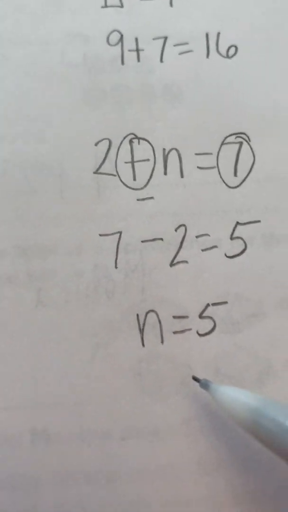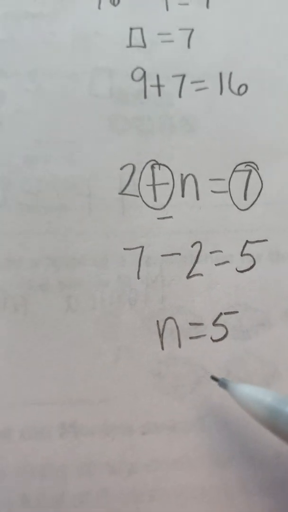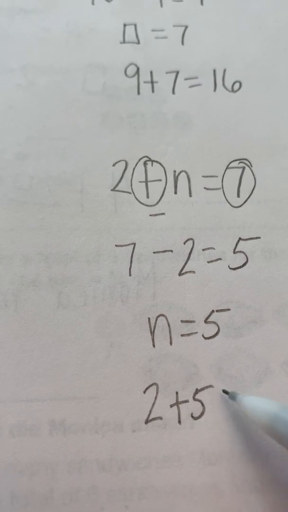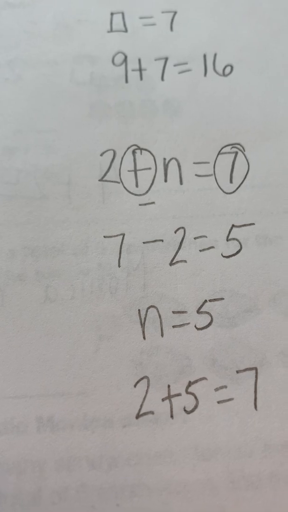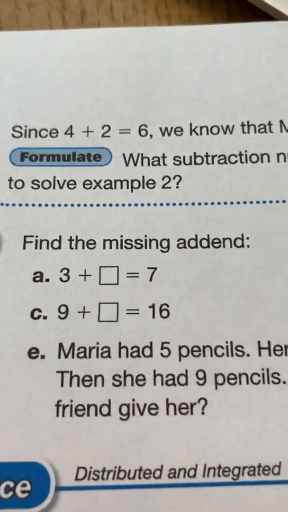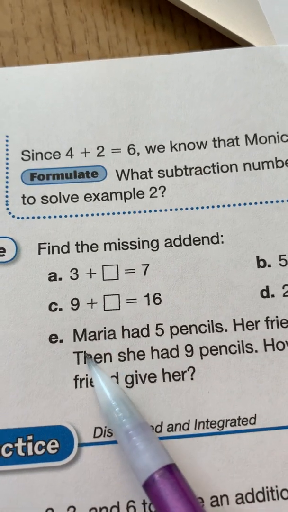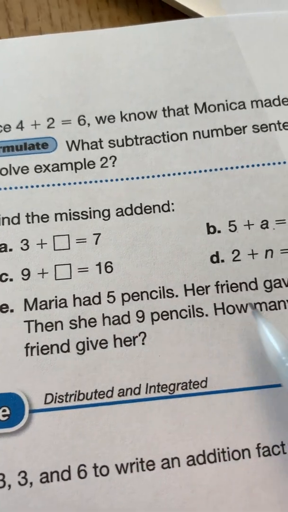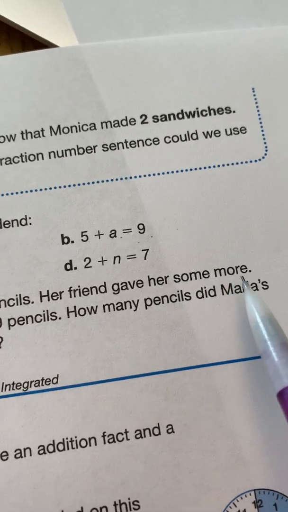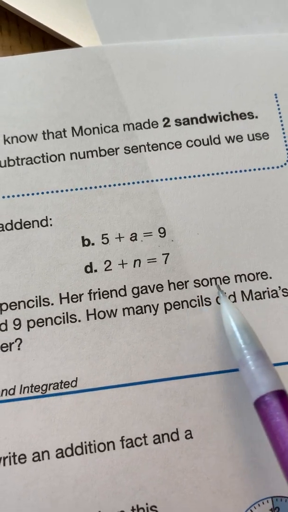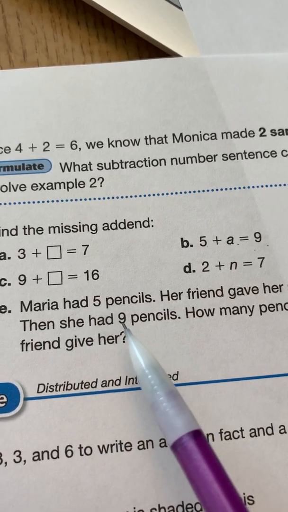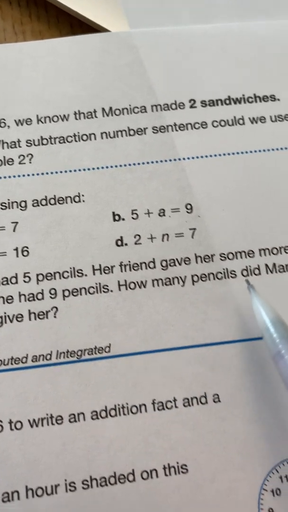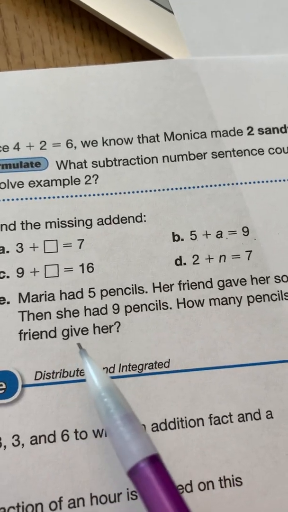And now I need to make sure that this is correct. I'm going to plug it back in. 2 plus 5 equals 7, which is correct. All right. Okay, now let's move to the last problem here. This is a word problem. Maria had 5 pencils. Her friend gave her some more, so we don't know how many her friend gave her. Then she had 9 pencils, so we do know the total. How many pencils did Maria's friend give her?